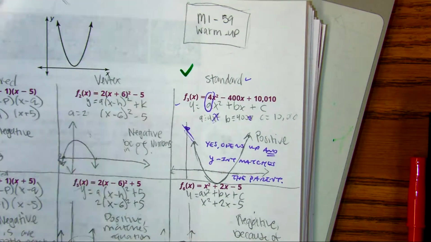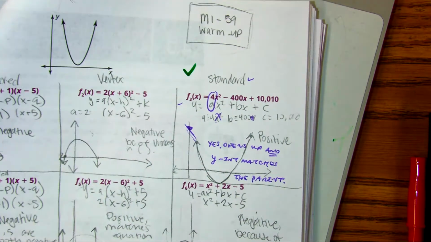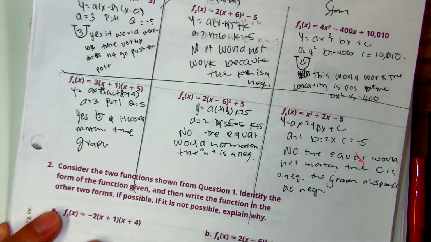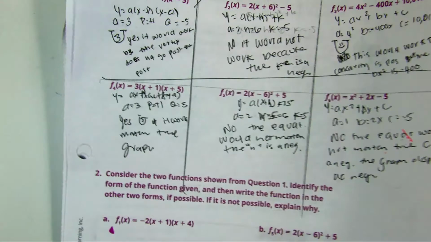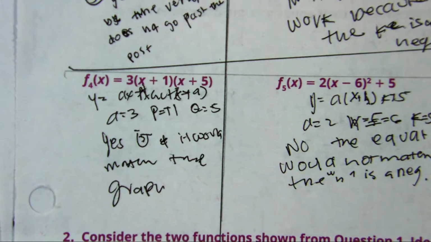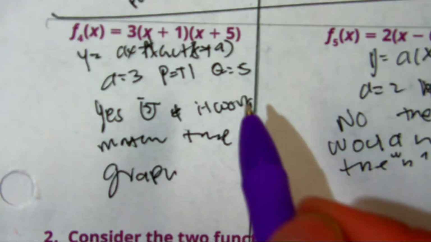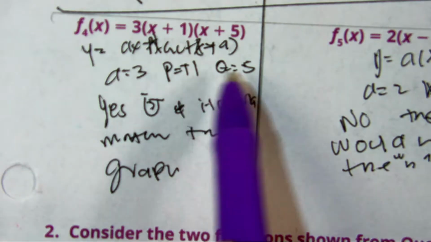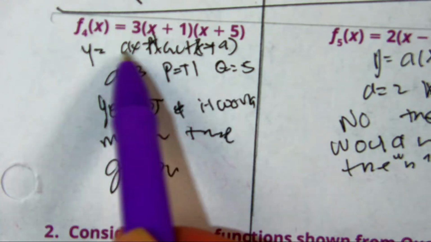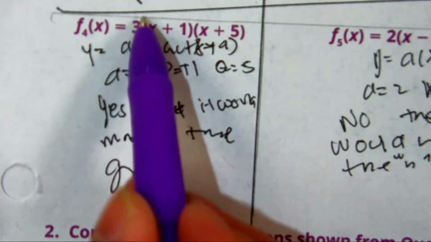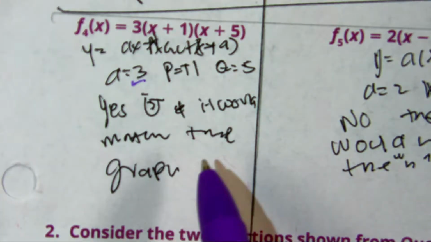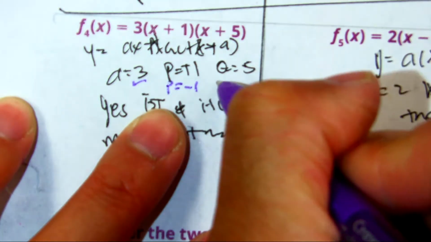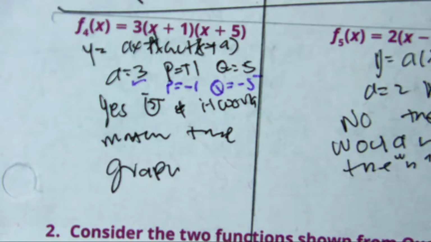Question number 4. Got it? Alright. I'm not sure what that looks like. But I have this. A is 3, correct. P should be a negative. Q value should be negative. You see your foldable?